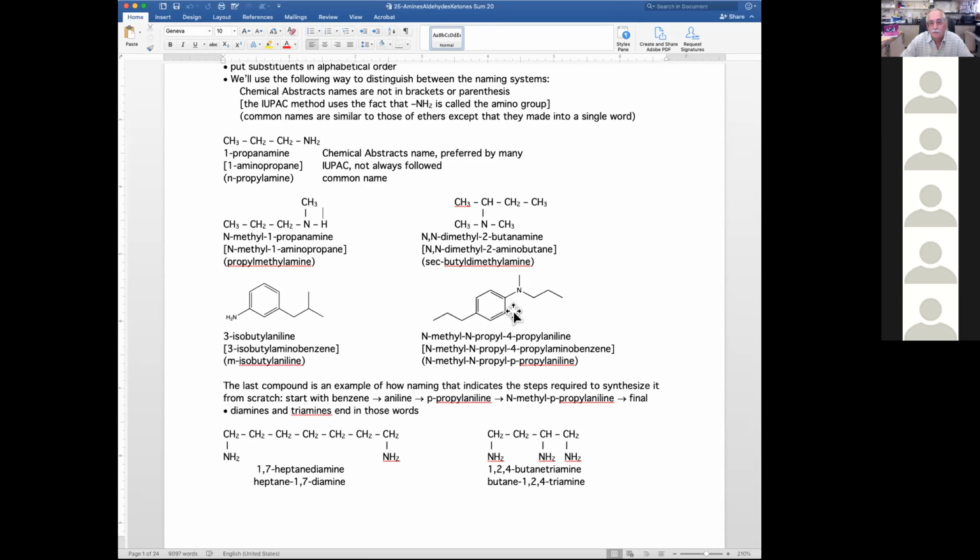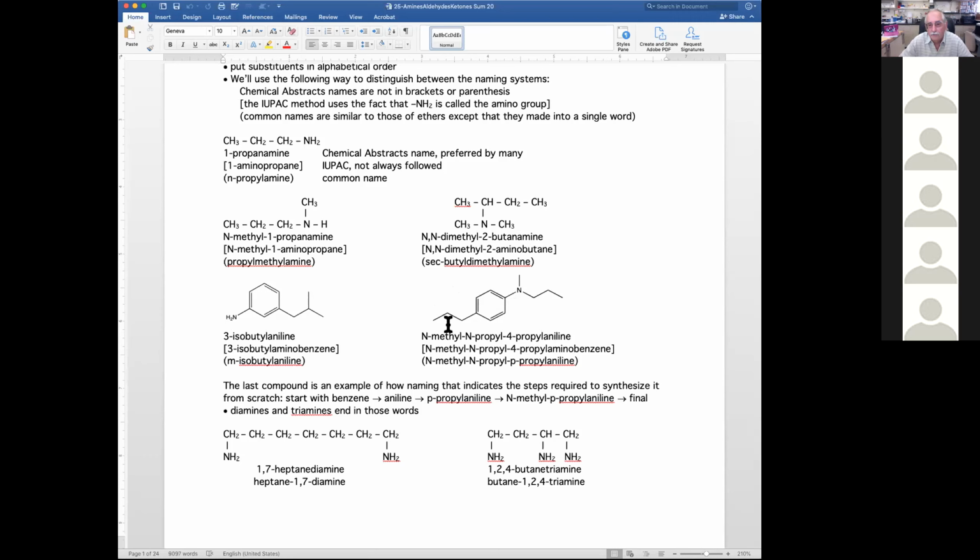Let's look at this one. I see in here there's aniline. So what is substituted onto the aniline? Here's a 1, 2, 3. So here's a propyl group, right? So it's carbon number 1, 2, 3, 4. So 4-propylaniline would cover all of this.